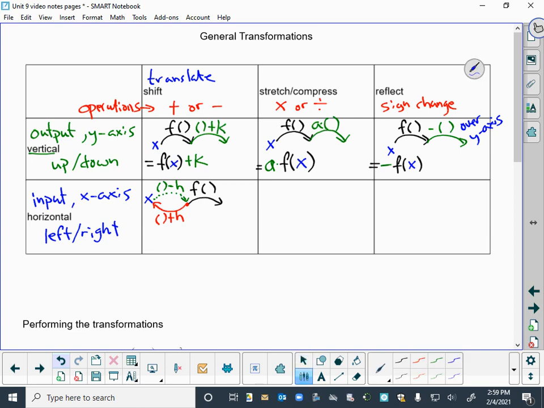So when I load up the x, the first place the x goes is into this set of parentheses that says, first of all, subtract h, and now that is the output of the green arrow, which is the input of the black arrow, and so this becomes f of x minus h. That's the kind of output we get from a horizontal shift.